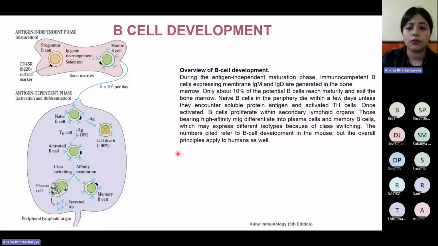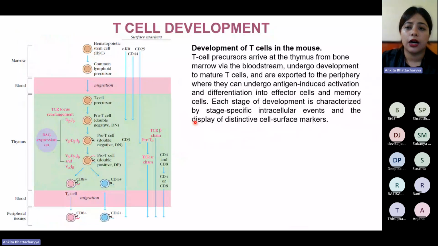or APCs. So with this in mind, what happens is that T cell precursors arrive at the thymus from the bone marrow via bloodstream, and then they undergo development into mature T cells. Then they are exported to the periphery, where they can undergo antigen-induced activation and differentiation into effector and memory T cells, much like the process that you see for B cells as well.